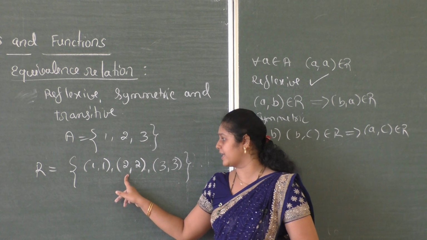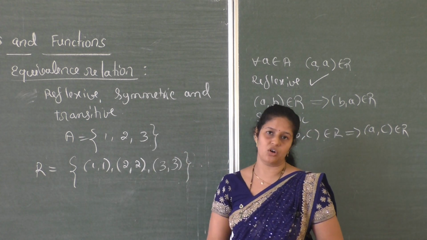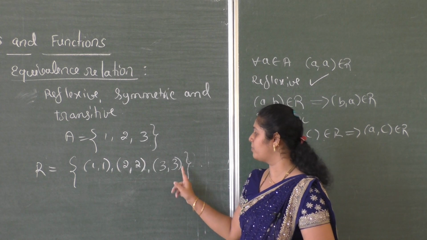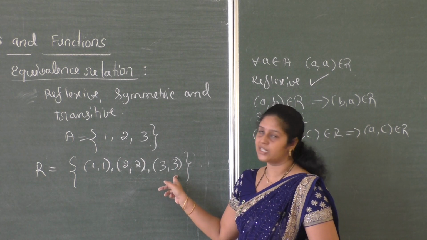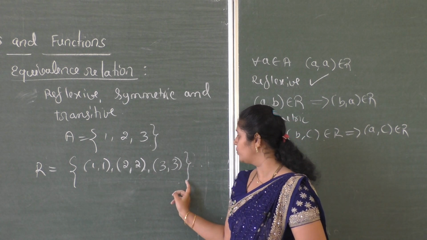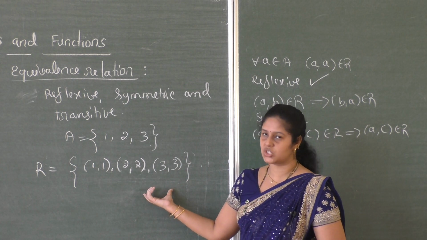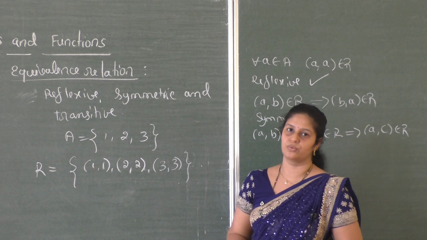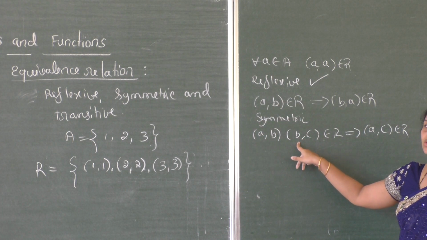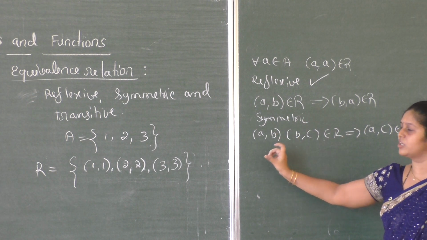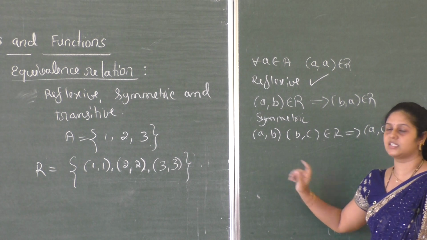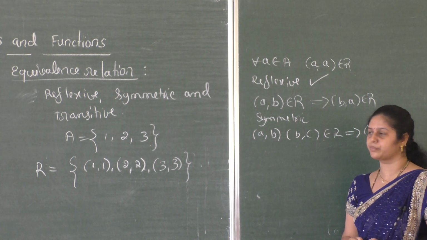Now (2,2) is there, then you can't find any other ordered pair starting with 2. Similarly for (3,3), there is no other ordered pair starting with 3. Therefore, this relation is transitive also. So just (a, b) is there, but (b, c) is not there. Only one ordered pair you can take. That means that relation is a transitive relation also.